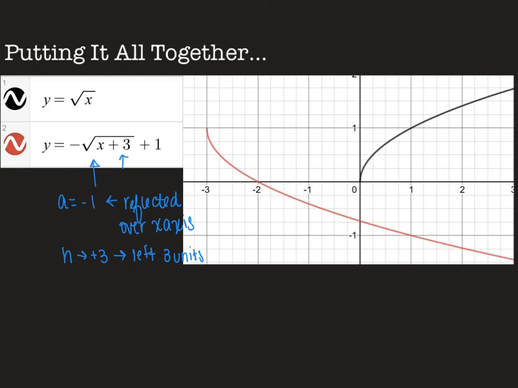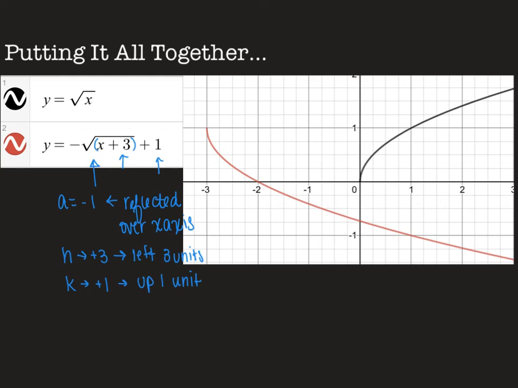Okay, so I'm working my way down the equation. You can see how the x plus 3 is really in the radical sign and the +1 is on the end. So that value on the end is our k. So our k, what do we see? We see a +1. So that's telling us that we're going to be moving up 1 unit.